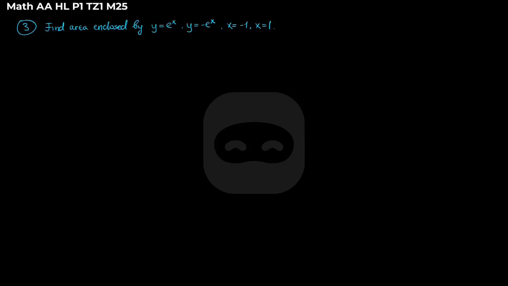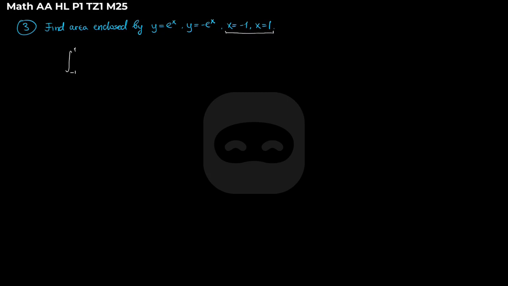Hey guys, for the following question, we're asked to find the area completely enclosed by the curves y equals e to the power of x, y equals negative e to the power of x, and the vertical lines x equals -1 and x equals 1. So immediately what you know here is that you're going to have to set up an integral. So we set up an integral and the bounds are going to be these vertical lines, namely -1 to 1.